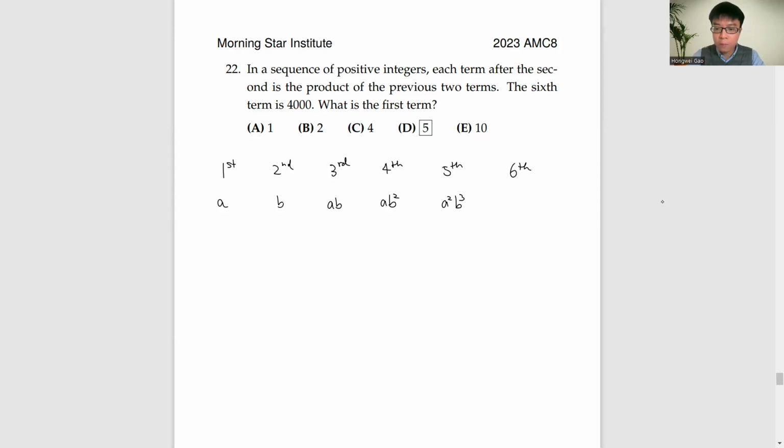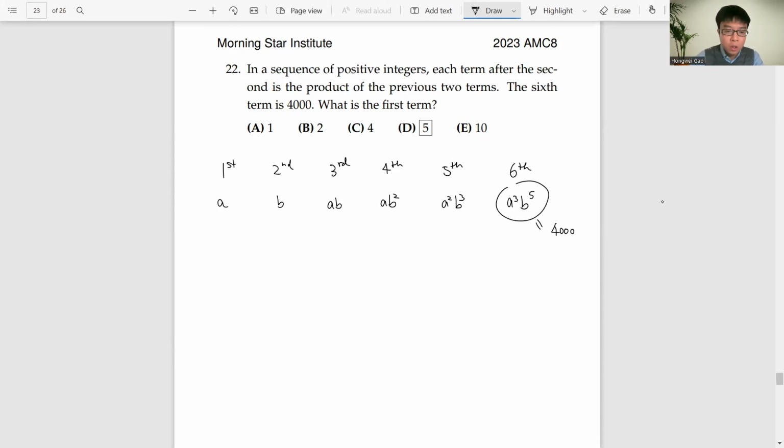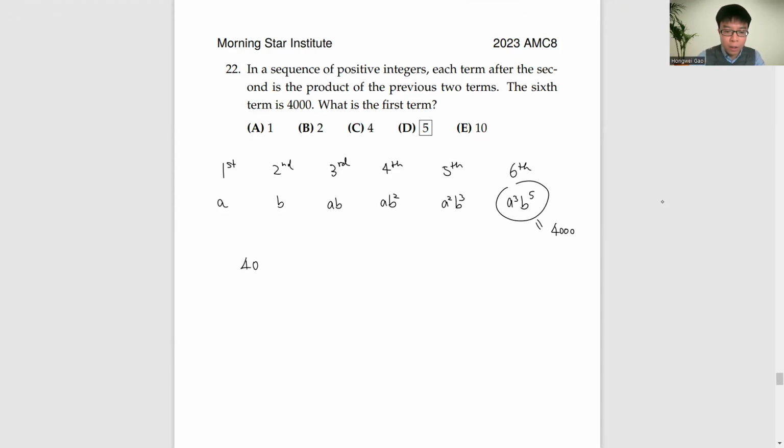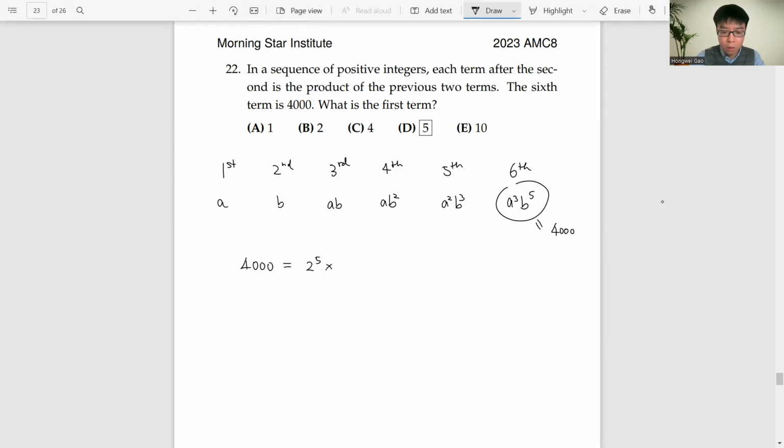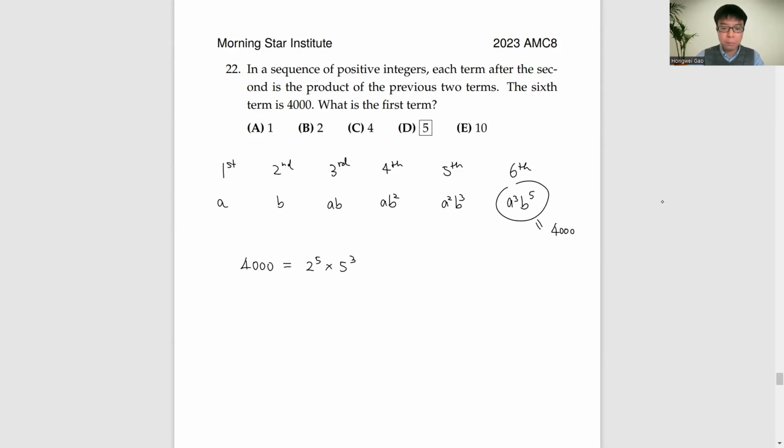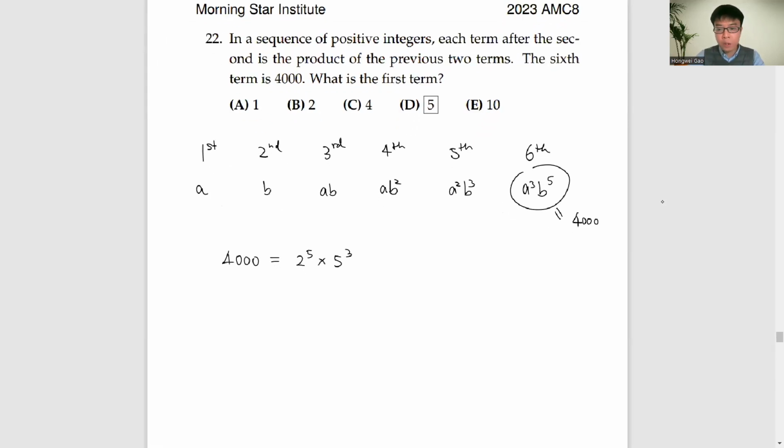And the sixth term is the product of the fourth term and fifth term, so it's A cubed times B to the fifth. And this number is equal to 4,000. Let's try to figure out A and B. So we do prime factorization. 4,000 equals 2 to the 5th power times 5 cubed. And obviously we know A must be 5 and B must be 2.